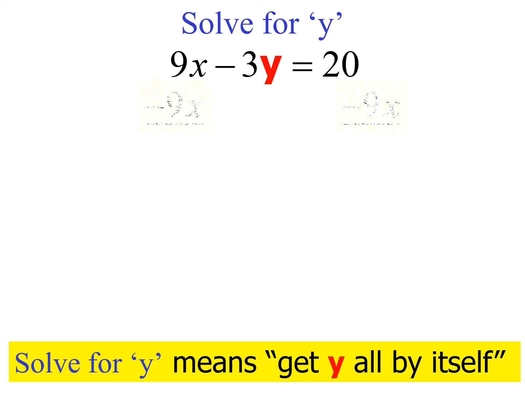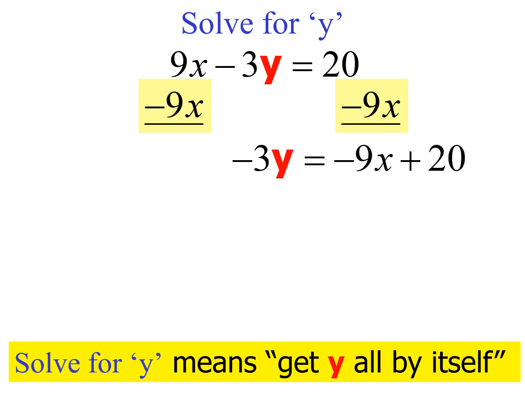The first thing we need to do here is either subtract both sides by 9x or transpose 9x to the other side. So it will be negative 3y equals negative 9x plus 20. From here, we are going to divide both sides by negative 3 so that we shall have y on the left side of the equation.